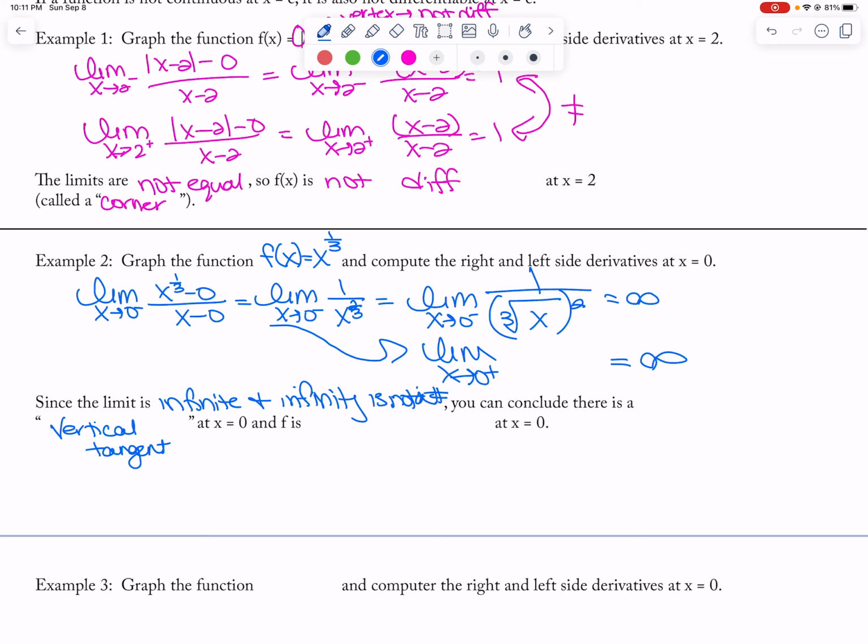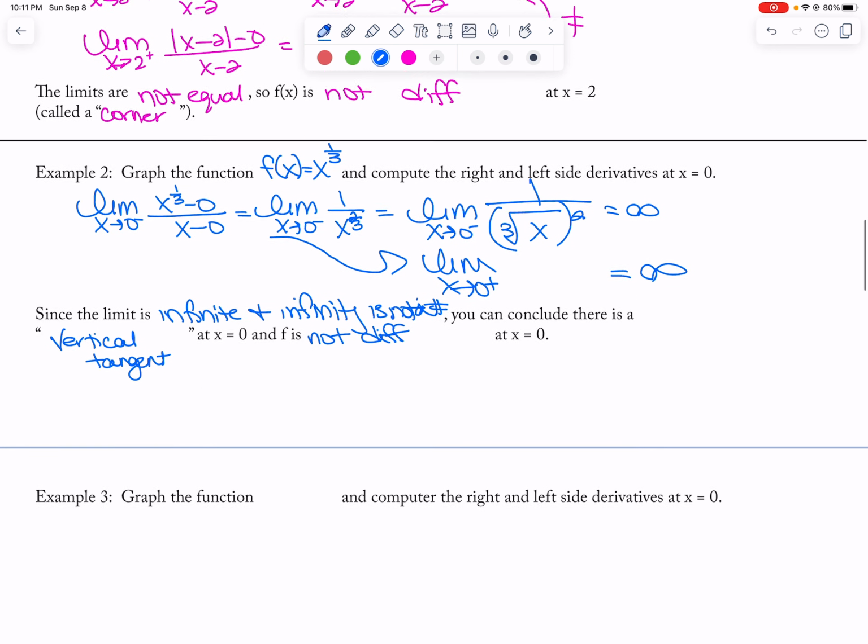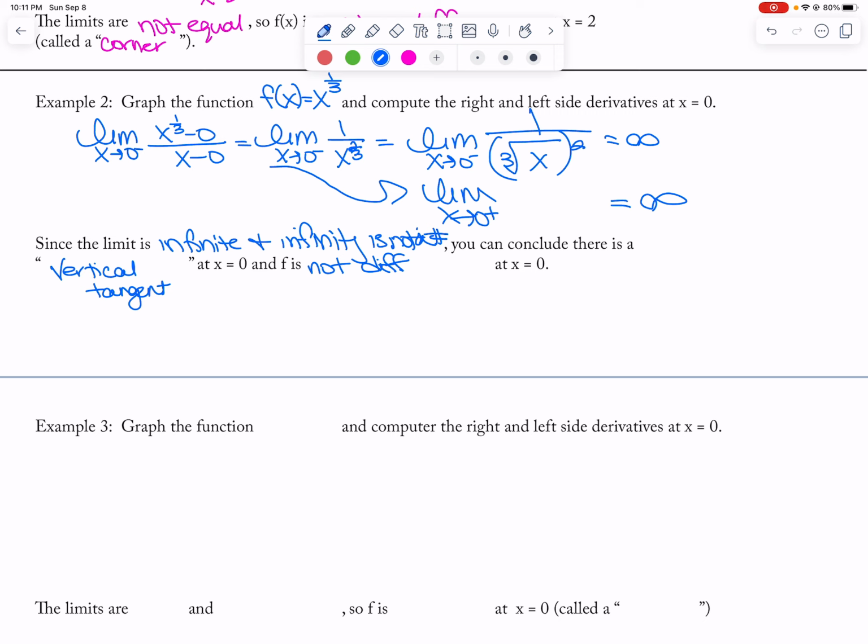Okay, so now, all right, so let's see. I just wanted to double check, make sure I did not mess up my definitions for you guys with vertical tangents and not differentiable. I just want to make sure I wasn't messing them up.